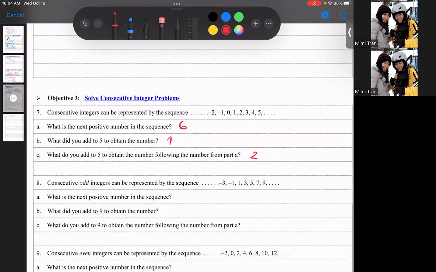Consecutive odd integers can be represented by the sequence of consecutive odds. So you only care about odd integers, skipping the evens. If I start with negative 3, then negative 1, skip 0. By the way, 0 is neither even nor odd. Let's skip 0 anyway. 1, and then 3, and 5, 7.